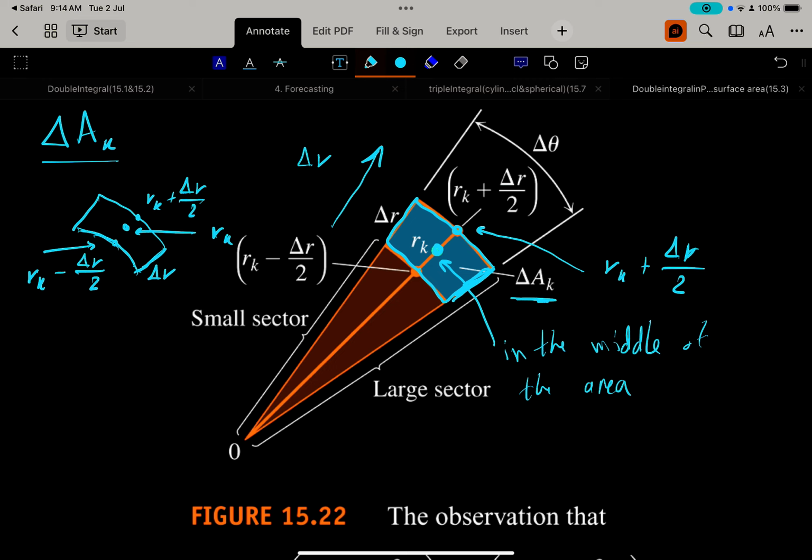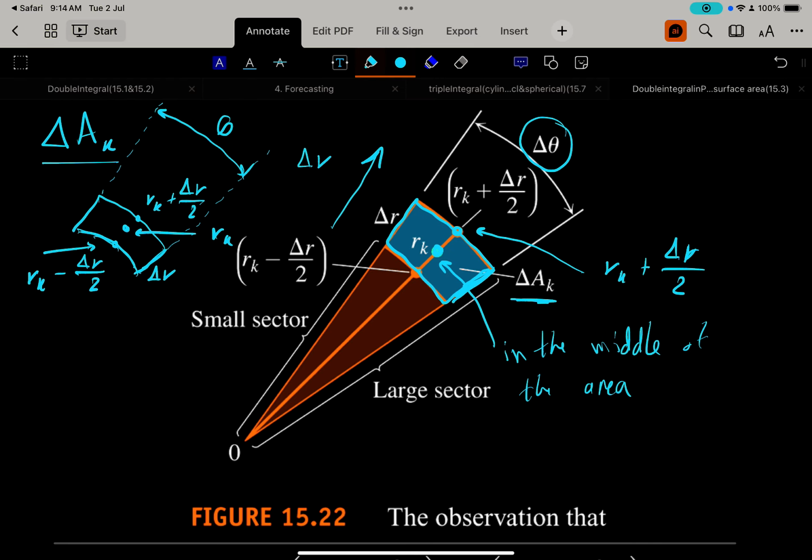And also we have here, as you can see, delta theta, and delta theta is basically the angle. If we extend this line like this, we're going to get an angle here. So this is theta.